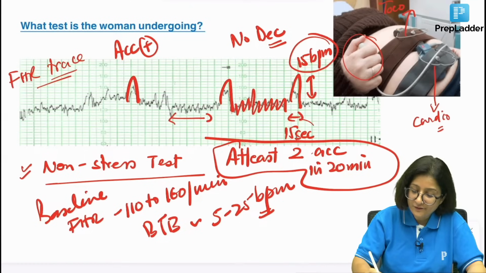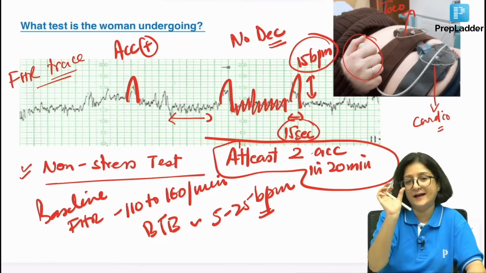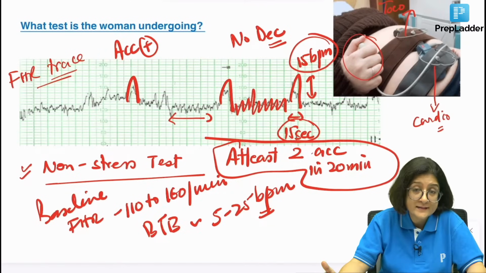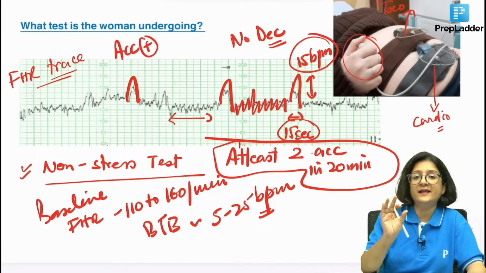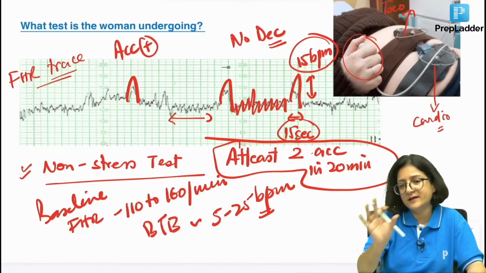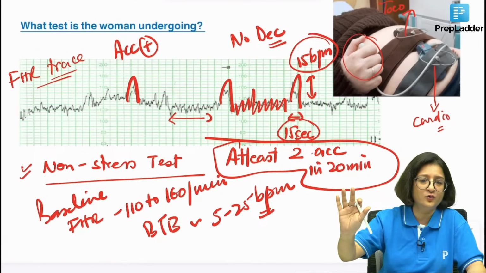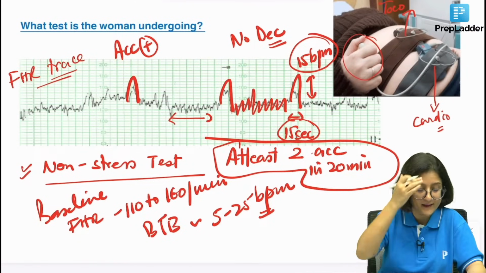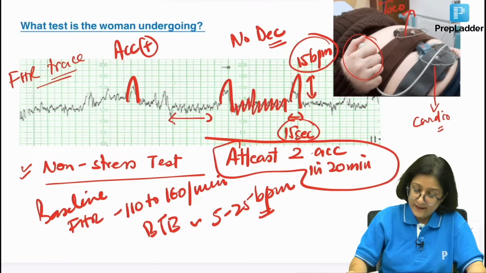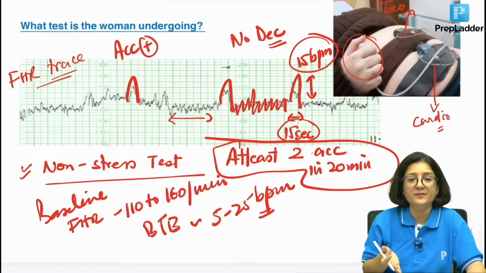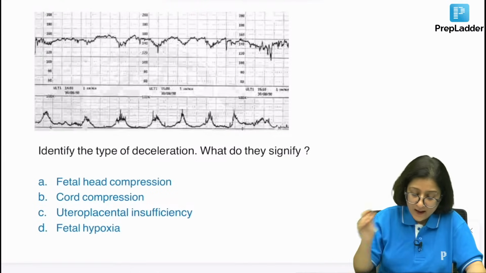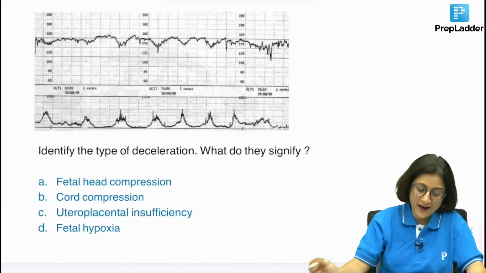And this criteria for acceleration, 15 beats per minute at least lasting for 15 seconds, is for pregnancies that are beyond 32 weeks. If it is less than 32 weeks, then we take the cutoff as 10 beats per minute and 10 seconds. But mostly in your exams, they're talking about pregnancies beyond 32 weeks. So remember at least 15 beats per minute and at least 15 seconds. So this is about the NST strip, and as you can see in this image also, it is a reactive NST. Now, identify the type of deceleration and what do they signify.